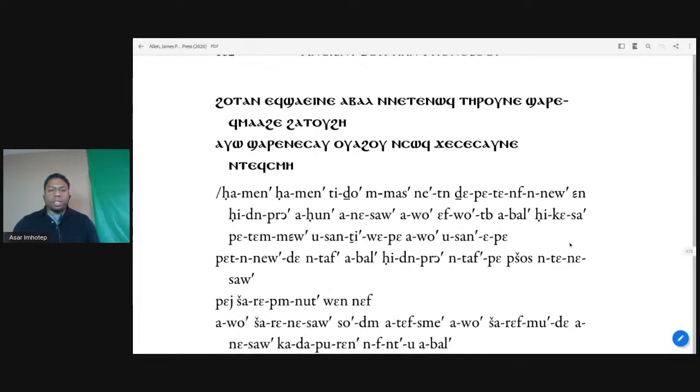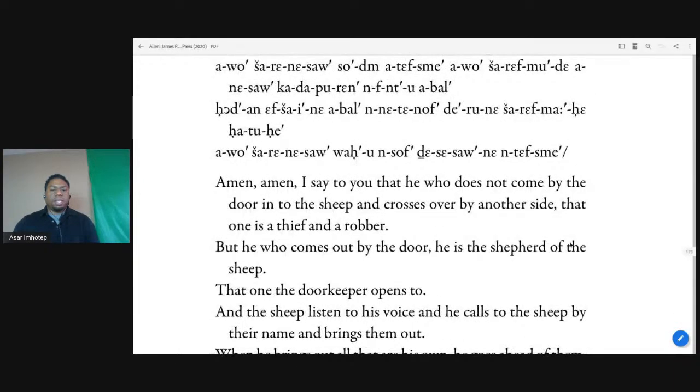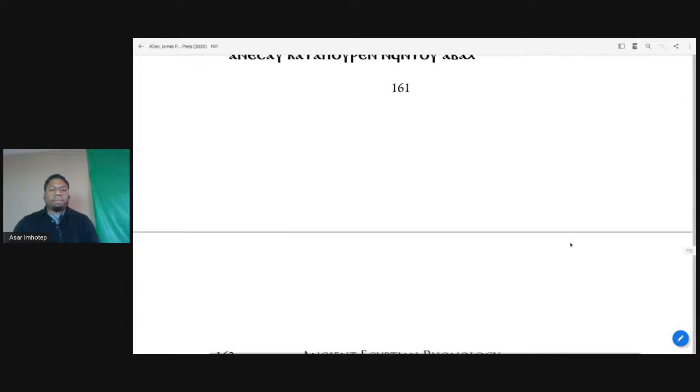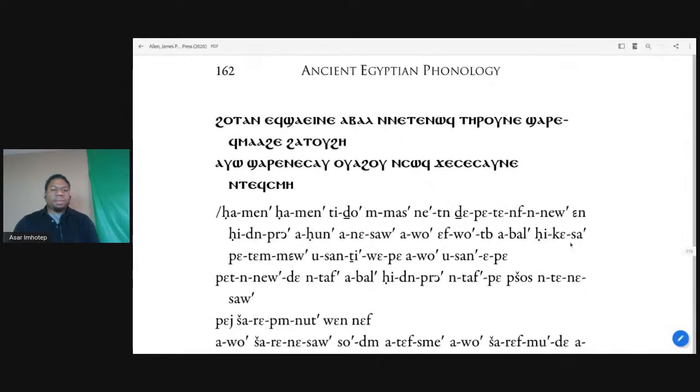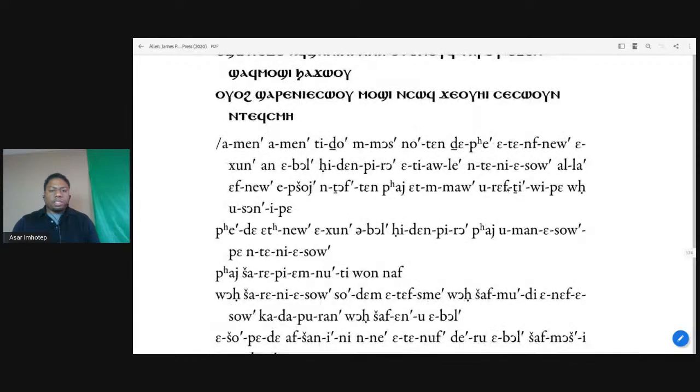I won't get into the detail of what that means, but you can see here how he is to pronounce these. And so what is this first one? I think it's John 10, 1 and 4 in terms of Coptic. So we have Hamina, Hamintido, or I don't know if that's supposed to be emphatic or if this is supposed to be a glottal. Again, I haven't read the text fully, so I will see what all his symbols mean, but it's Netin Jepete Nefnu. In hit don pro anessa, I don't know how he's pronouncing all of this. I would love to hear him try to pronounce this stuff live.